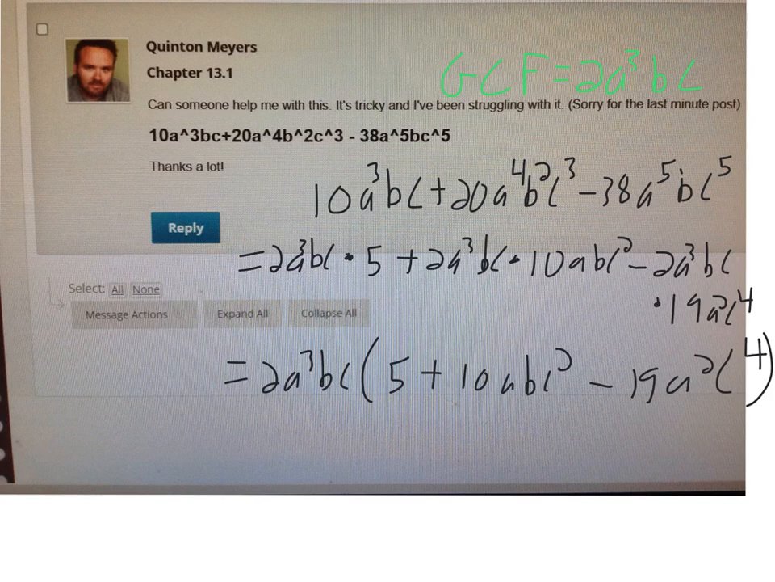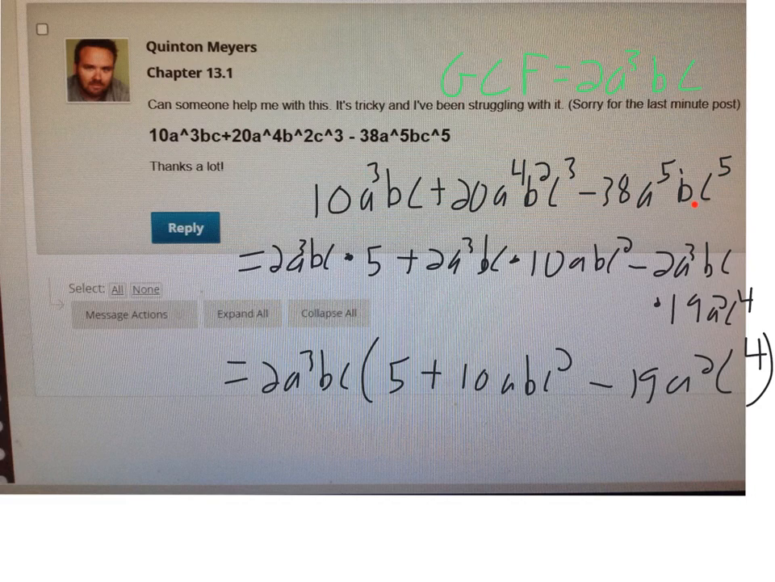Oh, I saw your question. You don't give the directions, but I believe you want to factor this. So we have 10a cubed bc plus 20a to the fourth b squared c cubed minus 38a to the fifth bc to the fifth. First step is determining the greatest common factor.